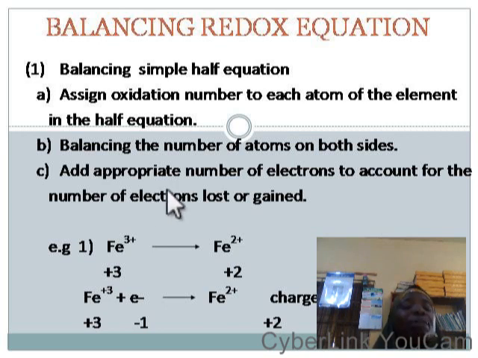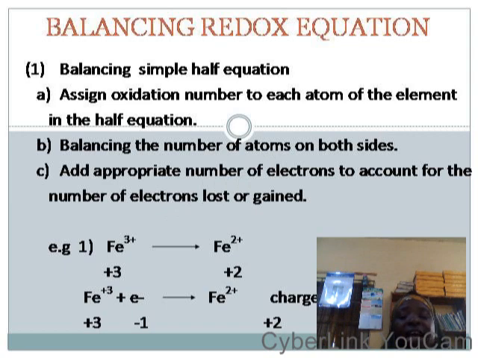First of all, we look at balancing simple half equation. What we normally do here is we assign oxidation number to each of the elements in the half equation. Then after that, you balance the number of atoms on both sides. That means on the reactant and the product. They have to have the same number of atoms. Then the next thing is to add the appropriate number of electrons to account for the number of electron loss or gain. That is the steps that we will take in balancing simple half equation.